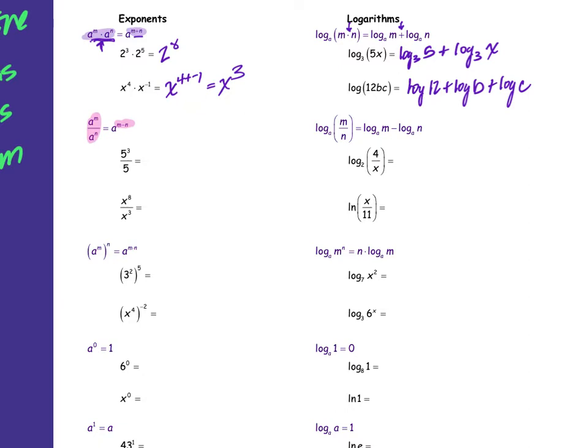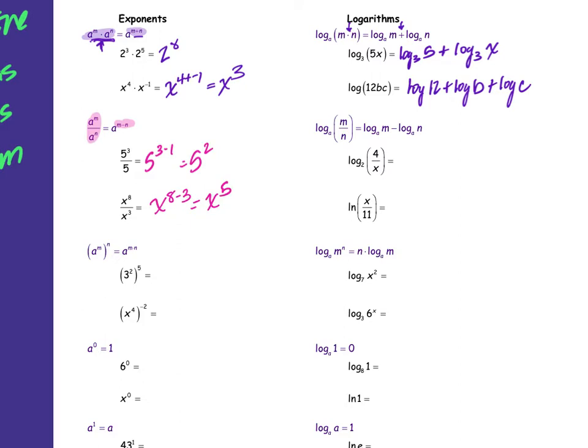On my first example, I have 5 to the 3rd divided by 5, which would be 5 to the 1st power. So this becomes 5 to the 3 minus 1, or 5 squared. And you guys know that's 25. But I can leave it as 5 squared right now. On the second one, it'd be x to the 8 minus 3, which is x to the 5th.